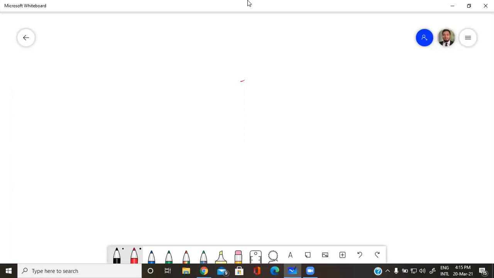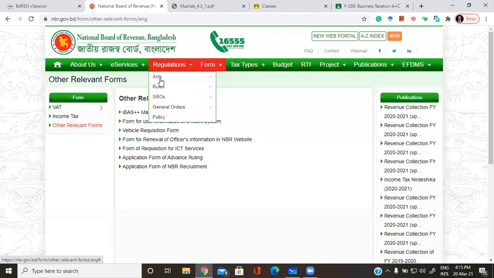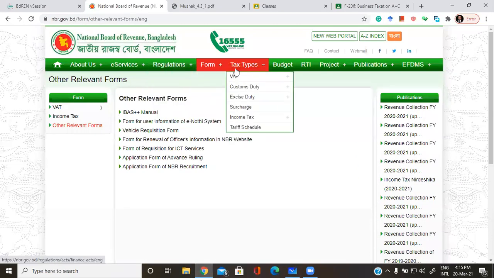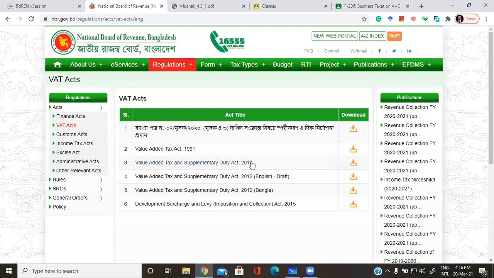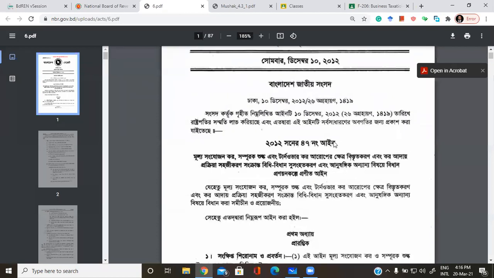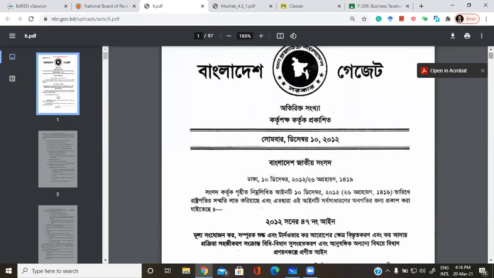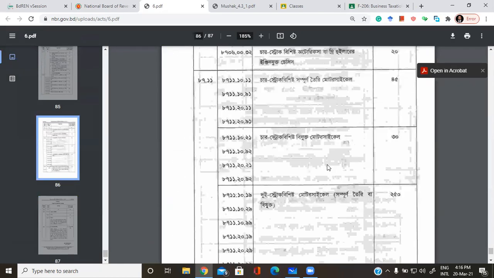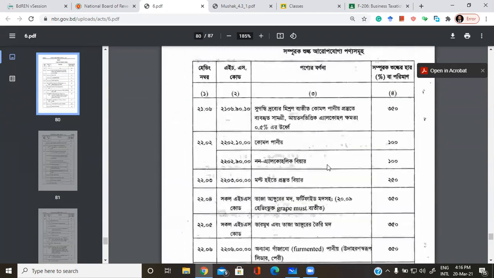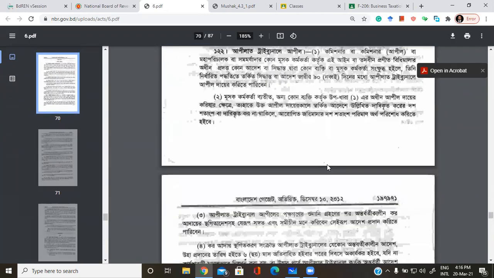5%, 10% output VATs are applicable. But before that, I would like to show you that in the VAT and SD Act, there is a third schedule where the list of goods has been made clear, on which goods what percentage of VAT will be applicable. This is the VAT Act 2012. I'm not clear whether it has been finalized or is yet to be finalized. Okay.